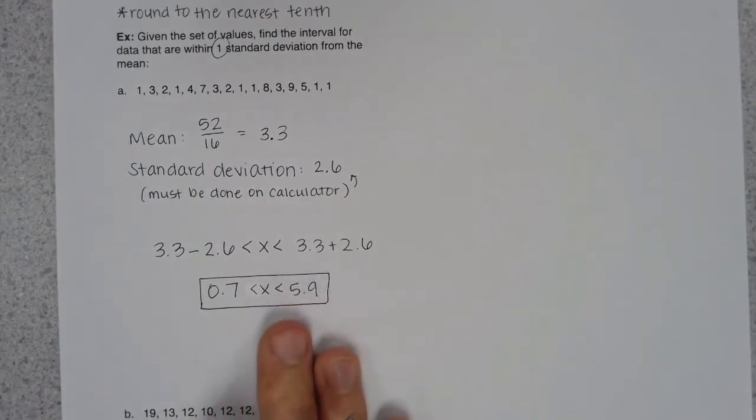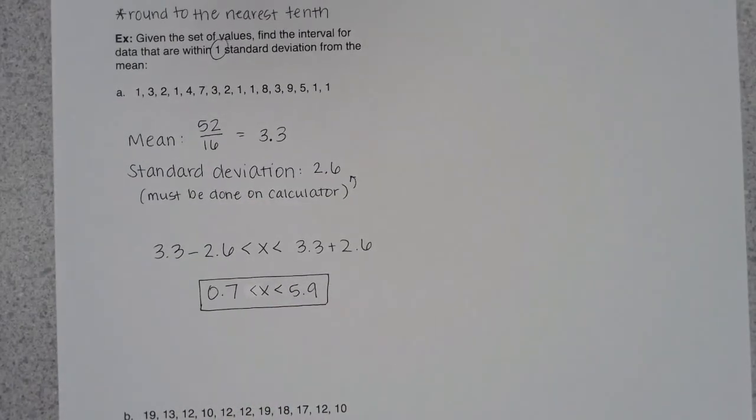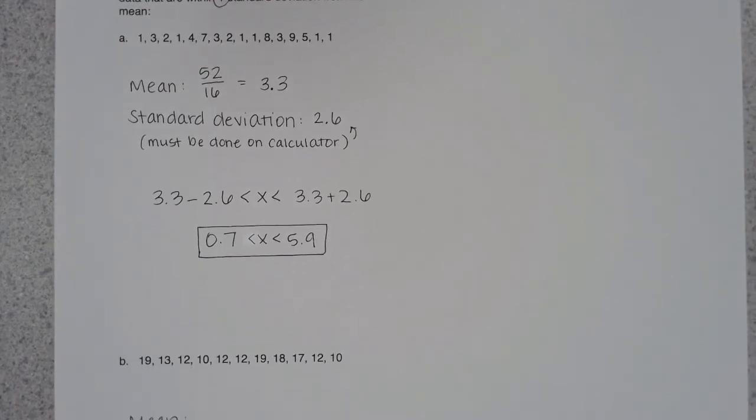And for this one, we just have the one answer. So the data that fall within that range, within 1 standard deviation of the mean, are going to be the numbers between 0.7 and 5.9.